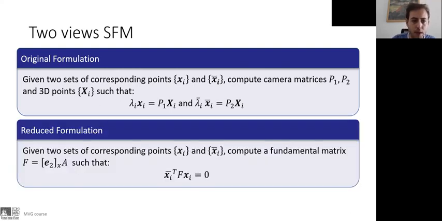And we showed that we can get a reduced formulation from the two sets of points xi and xi bar. We just need to compute the fundamental matrix such that it holds that xi bar transpose F xi equals 0. And that actually solves for the camera matrices without requiring the 3D points, because from the fundamental matrix we can extract cameras, and then as a second step we can triangulate the points, and overall we got a closed form solution for a very complicated problem.